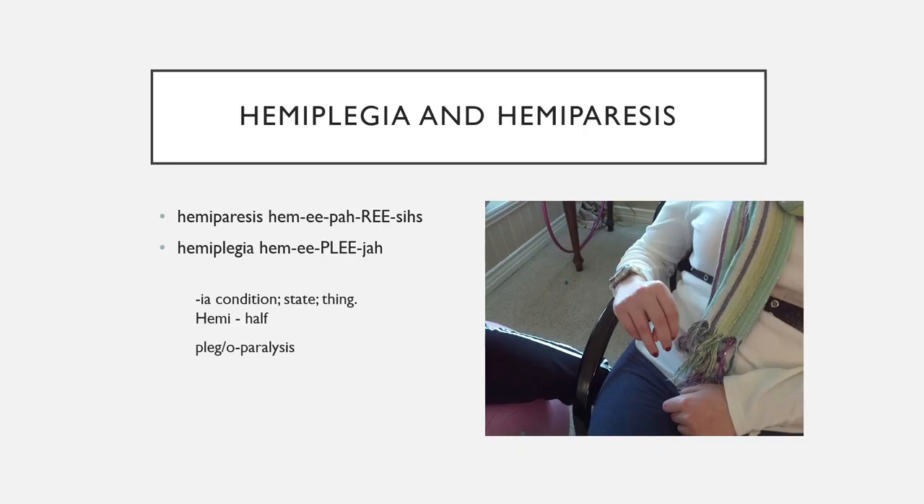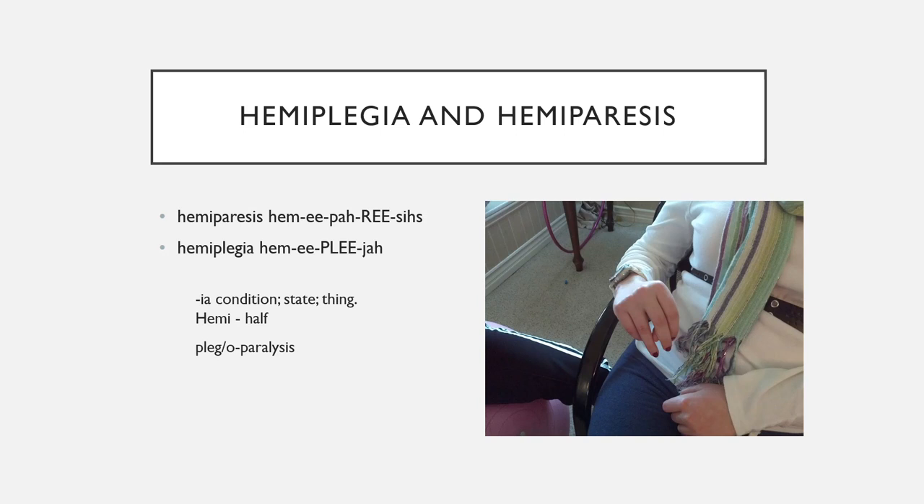Hemiparesis, hemiplegia. They both use the prefix hemi. Hemi means half. With hemiplegia, you've got ia, which is condition, state, or thing. Hemi is half. Plegia is paralysis. So starting with the suffix, the term means condition of half paralysis is the literal meaning. And hemiplegia is when a person has paralysis on one half of the body. That's left or right side of the body.